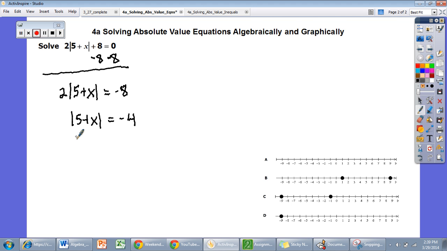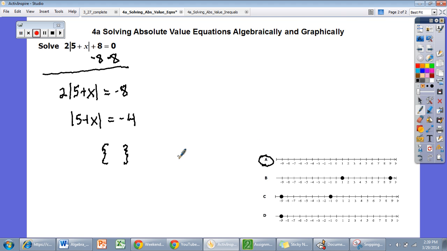So if we get down to where we have our absolute value all by itself equal to a negative number, we know that that can never happen. So that means there is no solution. So the way that we would represent that with our set notation would be empty brackets. That's no solution. If we look at our answer choices here, which of these represents no solution? It's answer choice A, because there are no points on our number line. Okay, it can't be any of these.